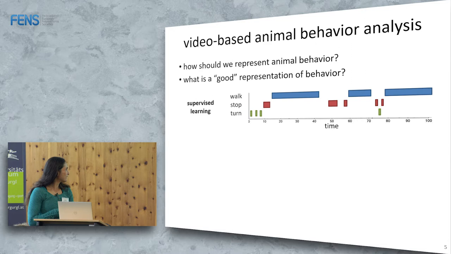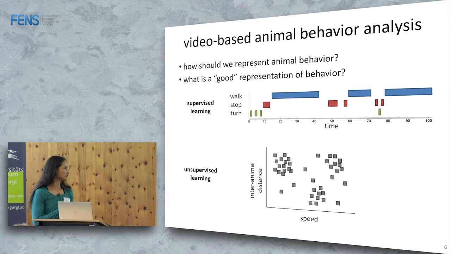Or conversely, and I think this is what Bob will talk a lot about, you could come up with some kind of mathematical definition of what a good representation of behavior is, and then use unsupervised learning to come up with your behavior categories.